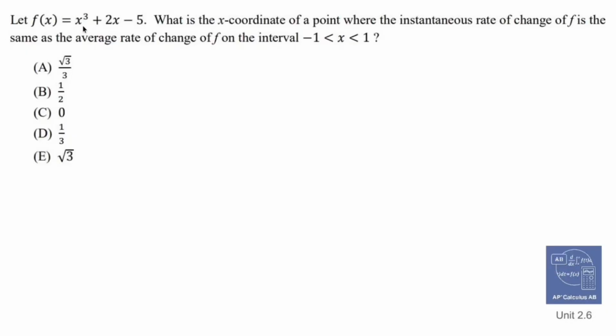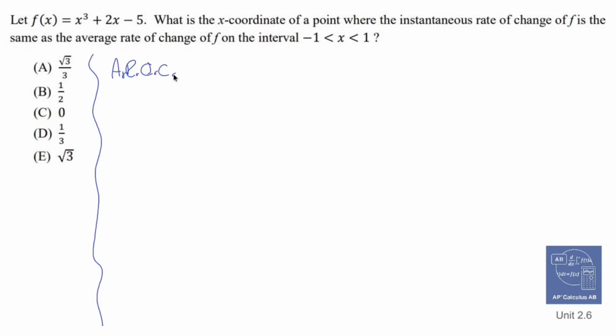Let f of x equal x cubed plus 2x minus 5. What is the x coordinate of a point where the instantaneous rate of change of f is the same as the average rate of change of f on the interval negative 1 to 1? Whew. Okay, all right. Let's do this. This is a doozy. Let's find the average rate of change first.